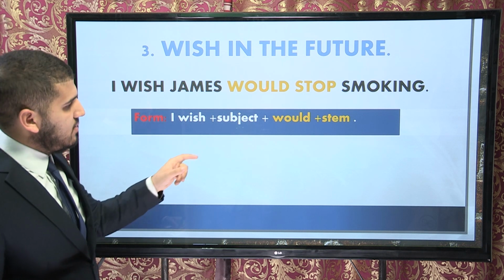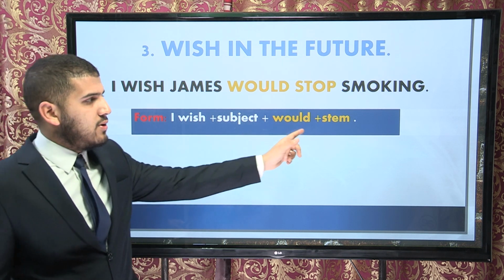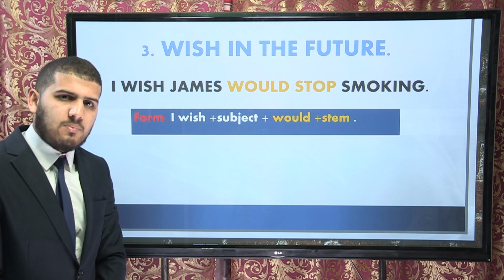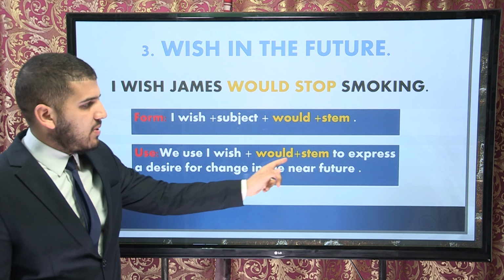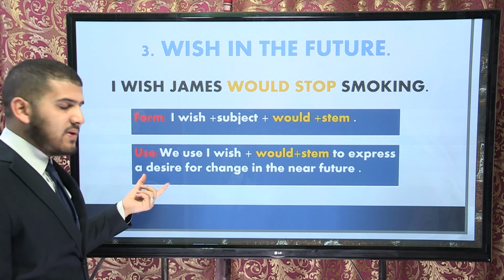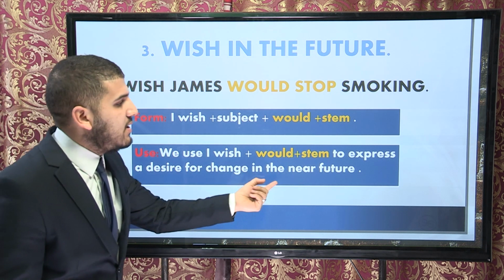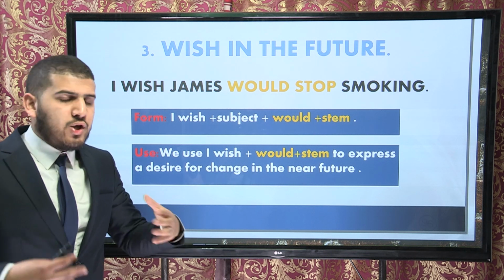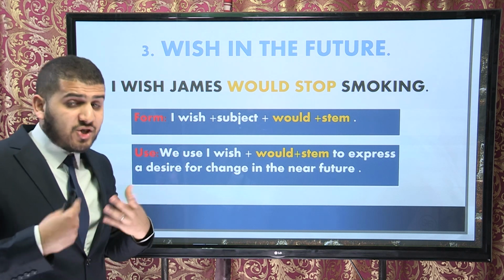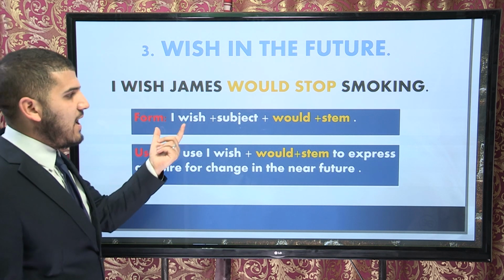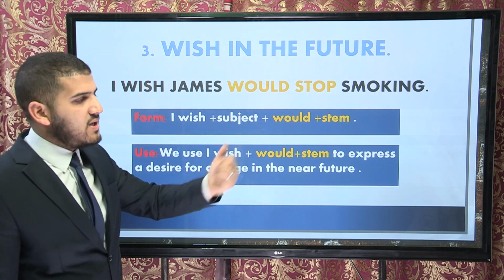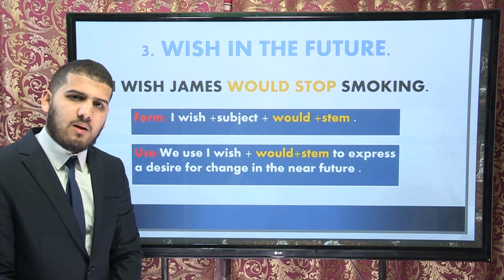So, I wish plus subject plus would plus stem. We use I wish plus would plus stem to express a desire for change in the near future. So when you wish something to change in the near future, you need to use the following form: I wish plus subject plus would plus stem.